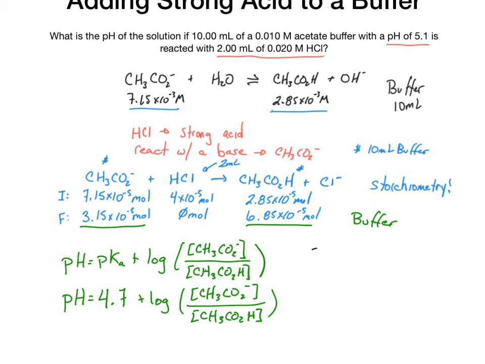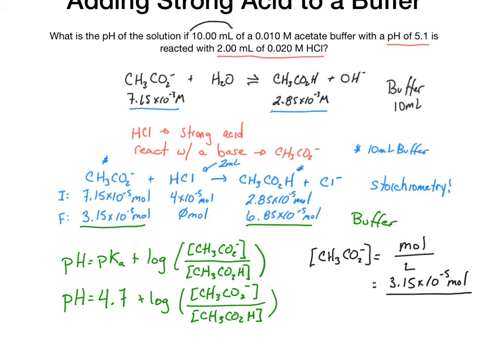And so I'm going to use the fact that concentration is equal to moles divided by the volume. And so my moles for my acetate is 3.15 times 10 to the minus 5 moles. And my volume is 12 milliliters because I have 10 milliliters of buffer mixing with 2 milliliters of HCl. And so I have 0.012 liters. And so this concentration is 2.63 times 10 to the minus 3 molar.